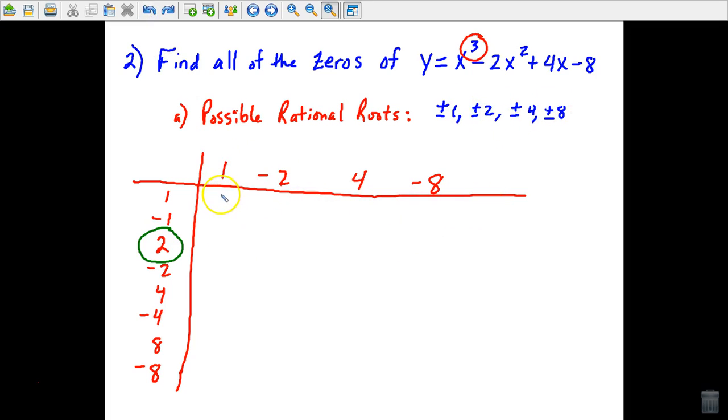Okay, synthetic division begins. Bring down the 1. 1 times 1 is 1, plus -2 is -1. Multiply -1 times 1, -1, plus 4 is 3. I can tell right away that I'm not going to get 0, so I'm just going to keep looking. For sake of time, let's test 2. Bring down the 1, multiply 2 times 1, 2, plus -2 is 0. 0 times 2, 0, plus 4. 4 times 2, 8. 8 plus -8, 0. So one of my solutions, or roots, is the number 2.